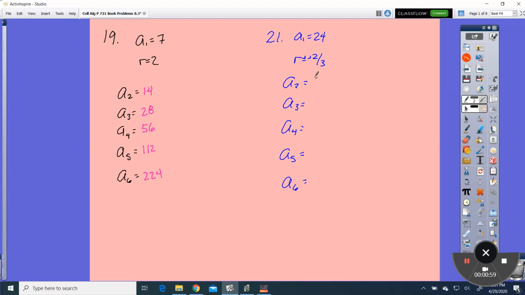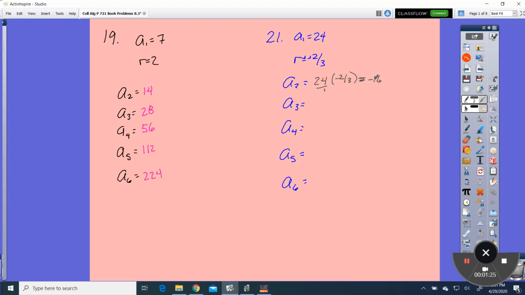a2 is a1 times negative 2/3. Okay, so what that means is we're going to multiply by 24 and divide it by 3, or go 24 divided by 3 and multiply that by 2. That's what I do, just because it makes it a smaller number. So 24 divided by 3 is 8, times 2 is negative 16.